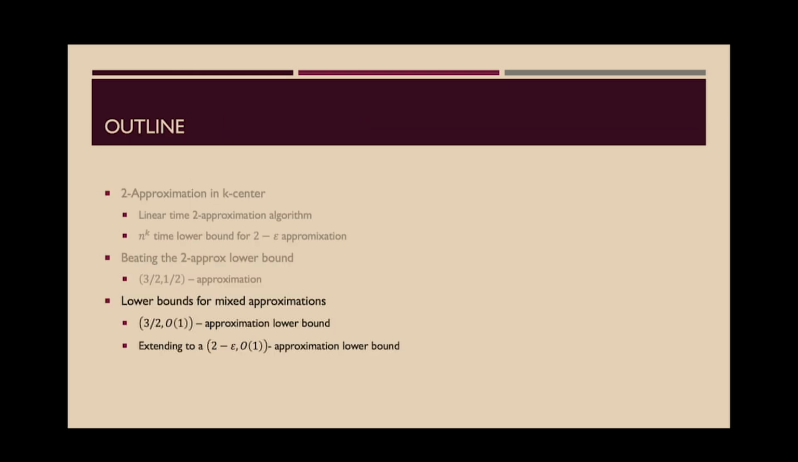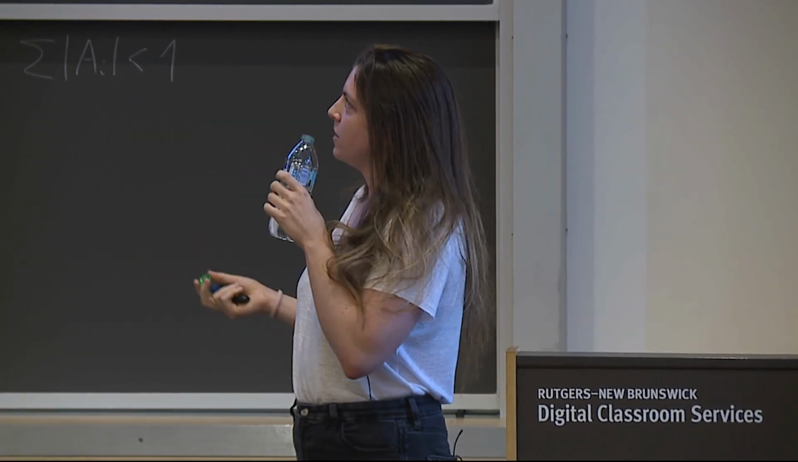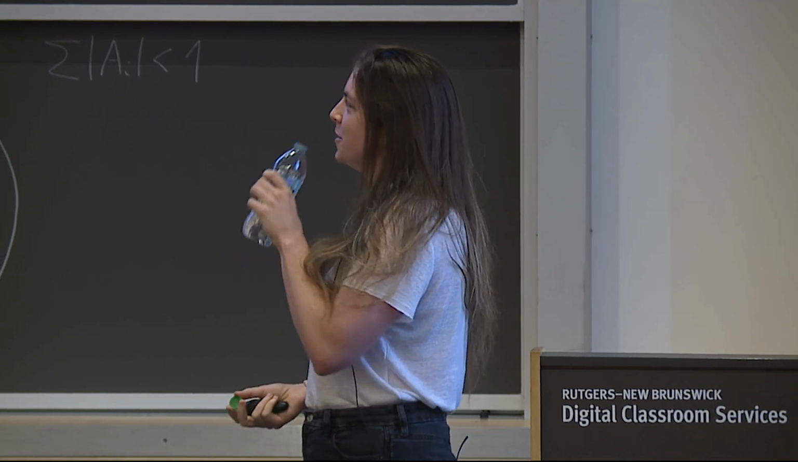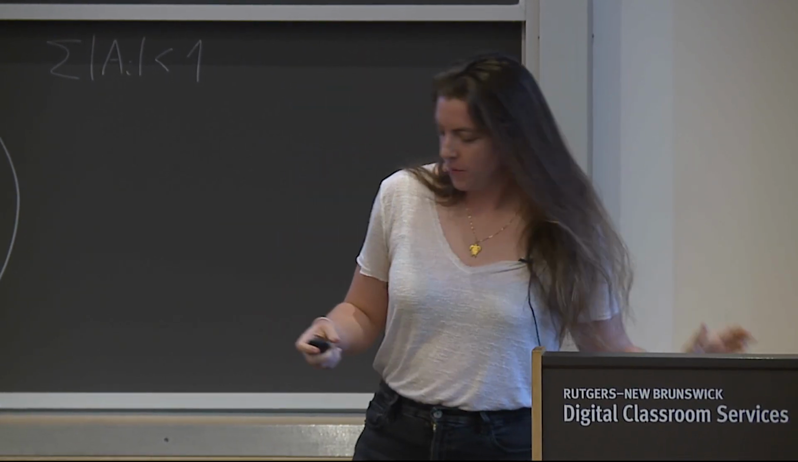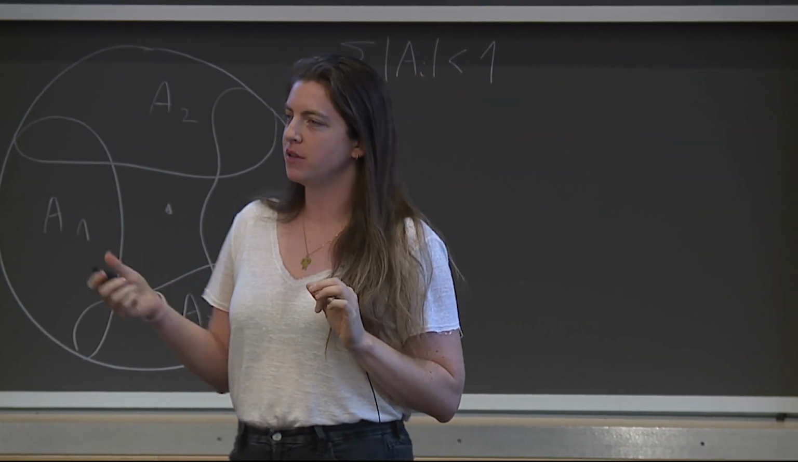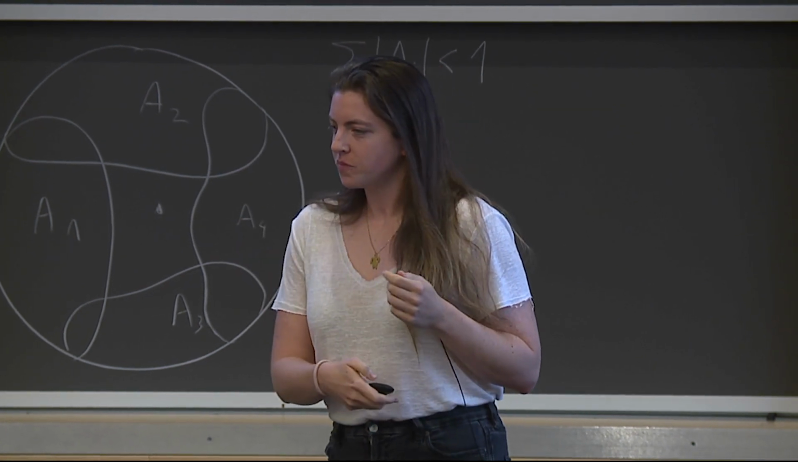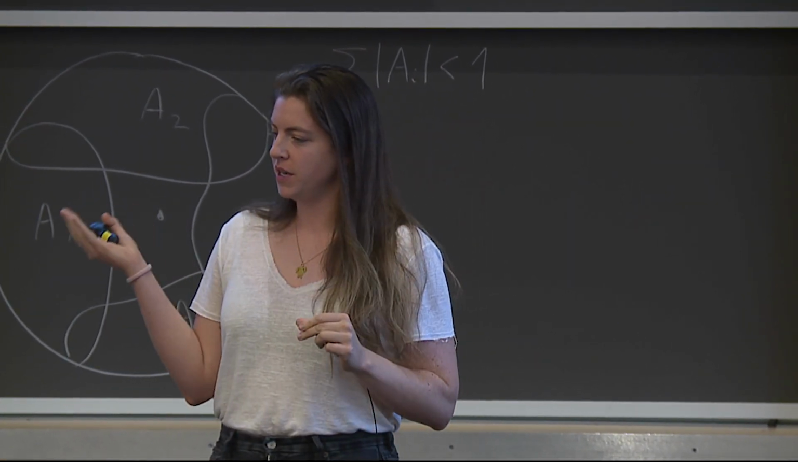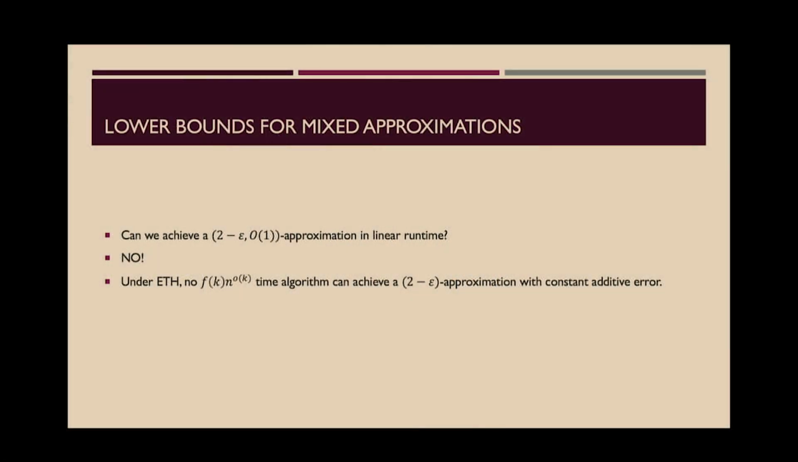So hopefully I've motivated this problem a little bit, and now we're going to talk about the lower bounds, because this is a workshop on lower bounds. Okay, so the lower bound we saw before showed that we can't get a purely multiplicative better than 2 approximation. But now we're in the setting where we're allowing these small errors. So the question is, can we achieve a 2 minus epsilon approximation? If we allow an additive error, can we do that in linear time? So the answer to that is no.